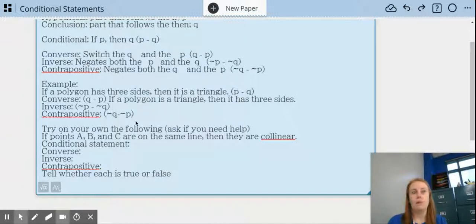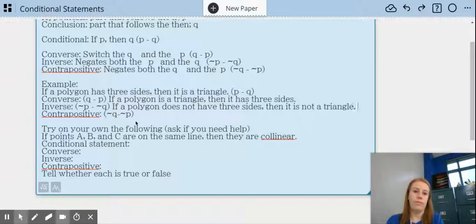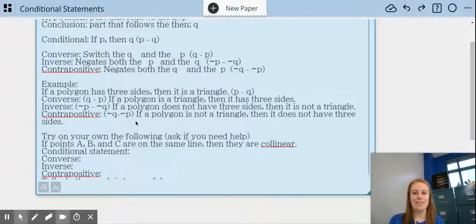Okay, inverse, if not P, then not Q. So if a polygon does not have 3 sides, then it is not a triangle. So I took my first conditional statement and I just put not in front of it. If the polygon does not have 3 sides, then it's not a triangle. Okay, so now let's switch those. If a polygon is not a triangle, then it does not have 3 sides.